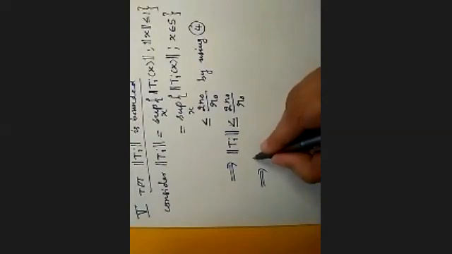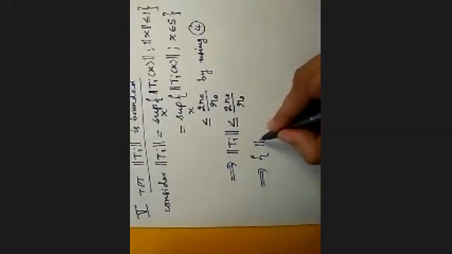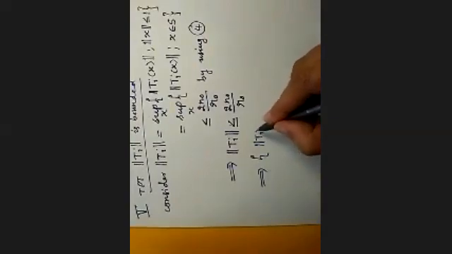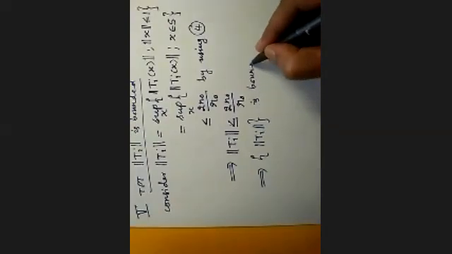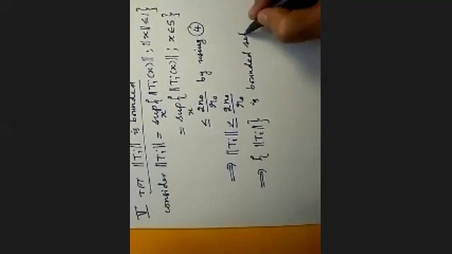Therefore, all these are bounded, is bounded set of numbers. Hence, the theorem. The proof of Banach-Steinhaus theorem is over.